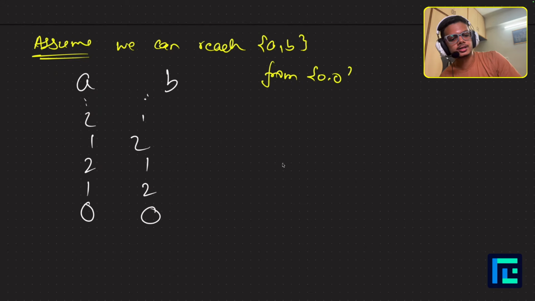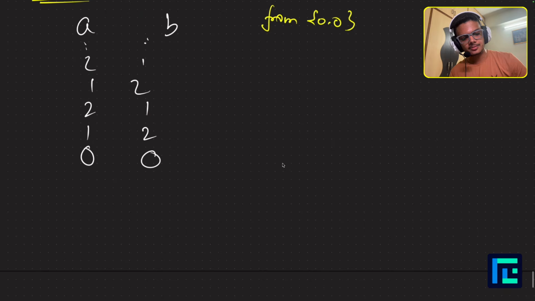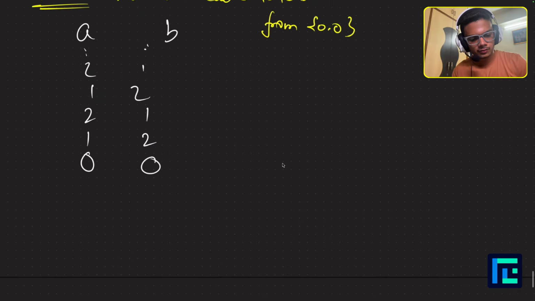So that's what I assumed, that my answer exists and I can reach from 0 0 to A B. Fine. So if that can be done, you will apply some number of 1 2s and 2 1s to reach it. Now just think a little bit. You will apply some number of 1 2s and 2 1s to reach A B from 0 0.